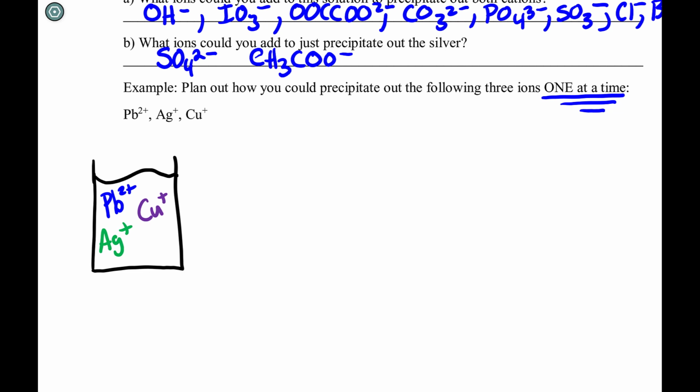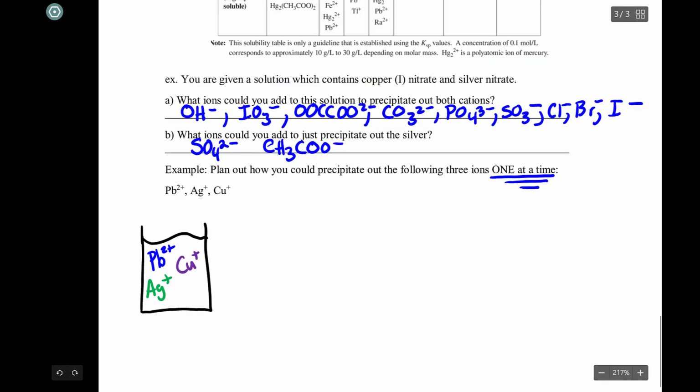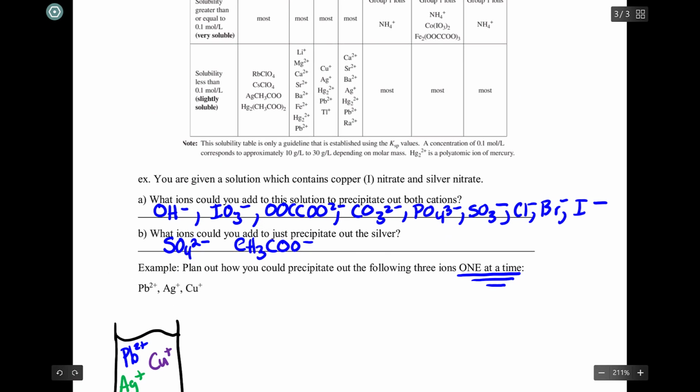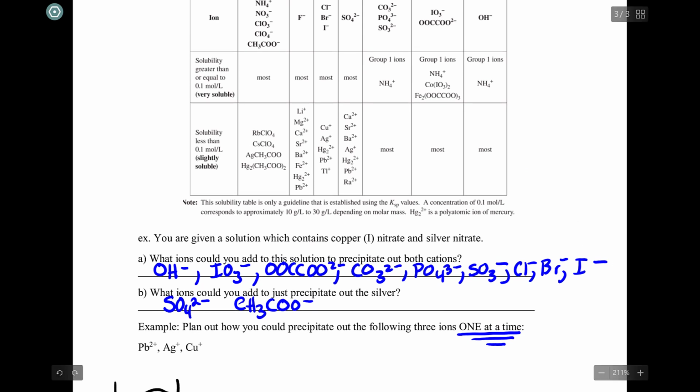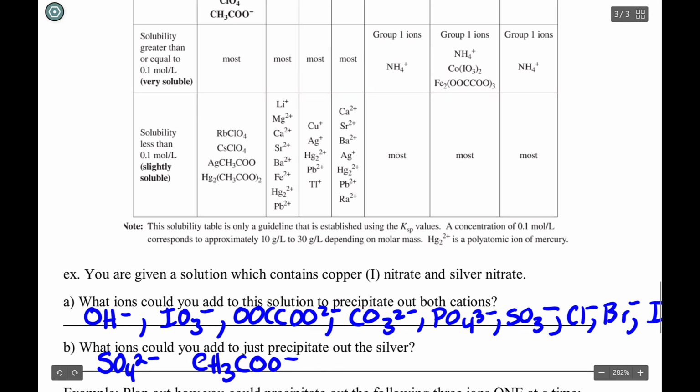Again, there are multiple ways of doing this, but we are going to go back to our solubility table and look at how we can do this. So I'm going up to the top. I'm going to highlight silver, copper 1, and lead 2 wherever I can find them here, because I don't want to look around over and over again. Here's lead 2, and here's silver.